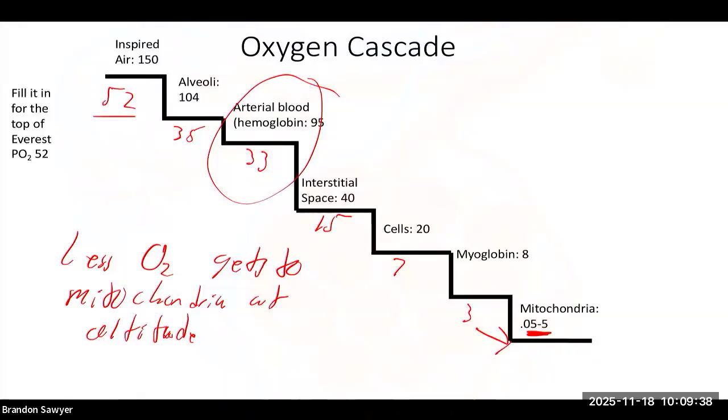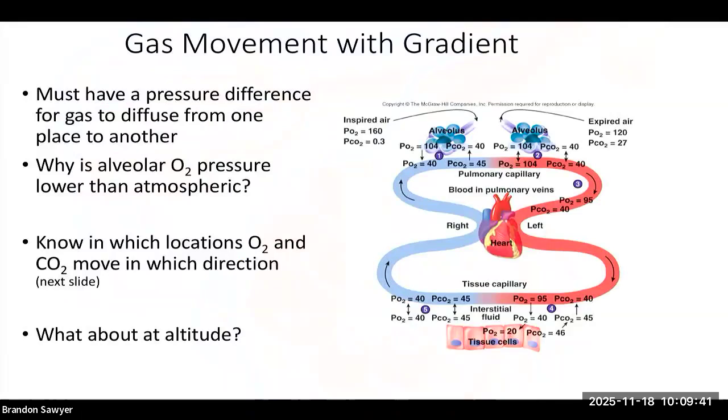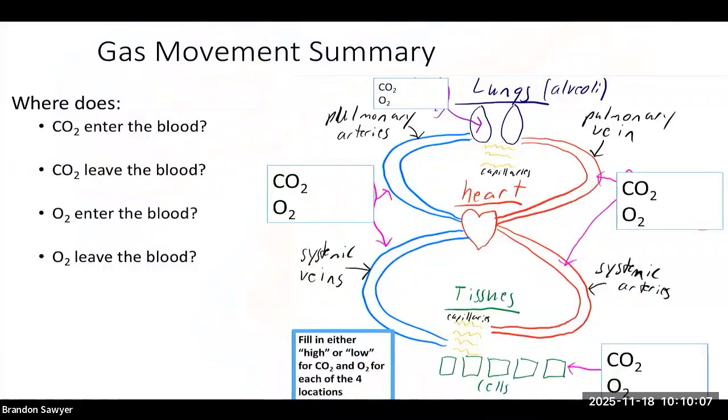All right. So the bottom line here is both oxygen and CO2 have to have a gradient to move, right? When we look at this image, it's showing both oxygen and CO2 and where they move. We can see that alveolar O2 pressure here is lower than atmospheric. That was one question we just talked about. I'll let you guys talk about this for a sec.